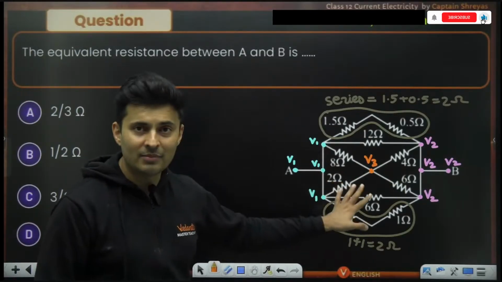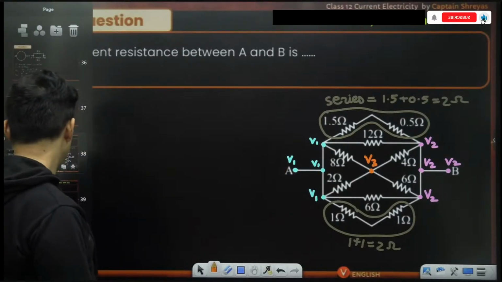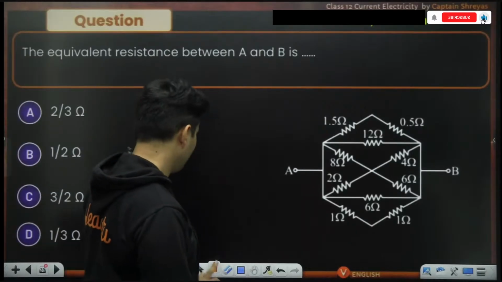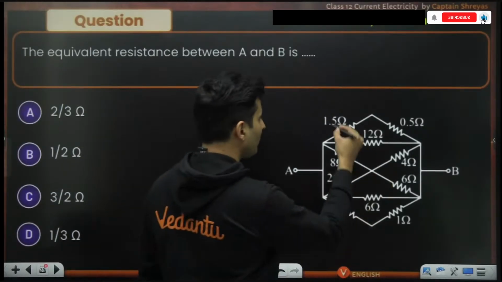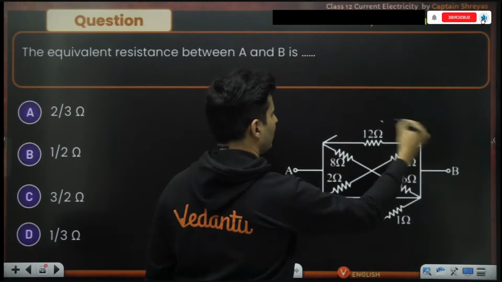Now, keeping all this in mind, let's do the simplified diagram. Let's draw the simplified diagram. First, we got rid of the top resistors over here. Okay, we got rid of the top resistors over here.